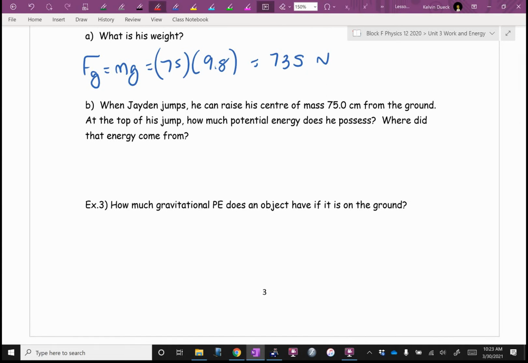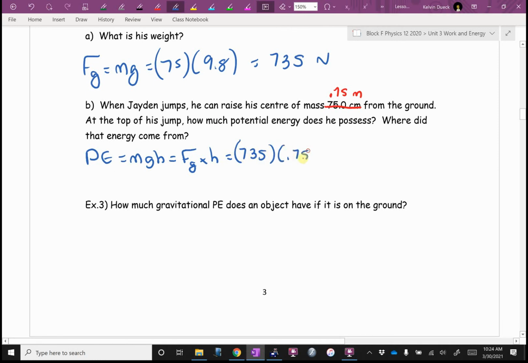Stop. Cross out 75 centimeters. How many meters is that? Good. 0.75 meters, if you had that kind of a jump. So at the top of his jump, how much potential energy does he possess? Well, his gravitational potential energy is mgh, or the force of gravity times h, because that's what mg is. Since I figured out the force of gravity is 735, I'll use that, times 0.75. How much energy does he possess at the top of his jump?